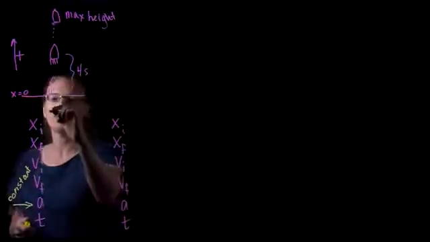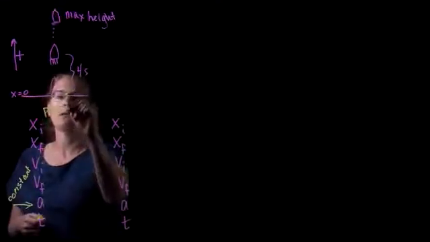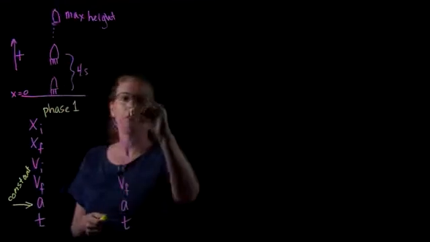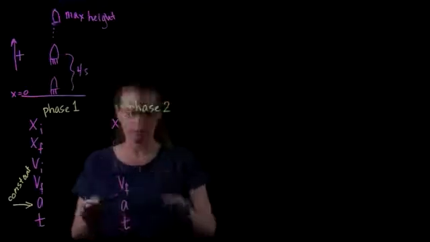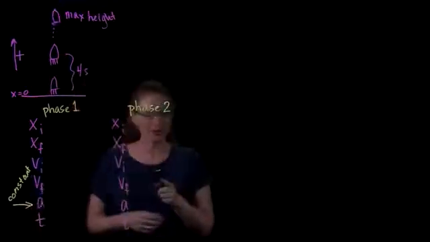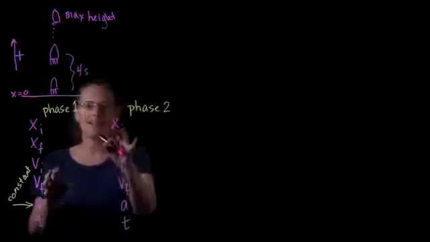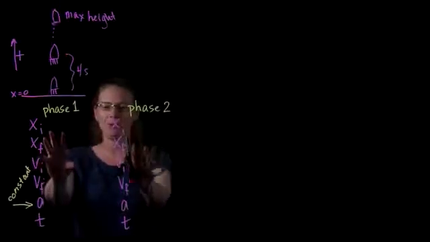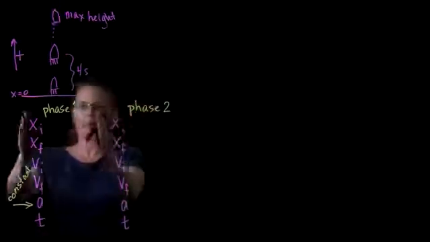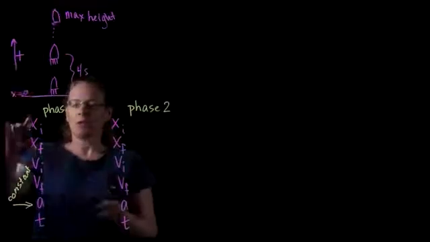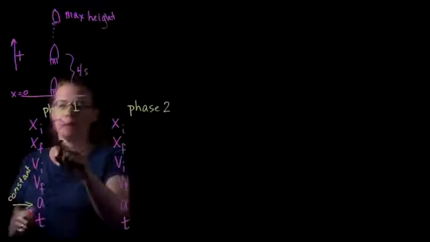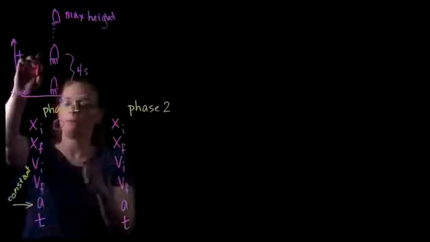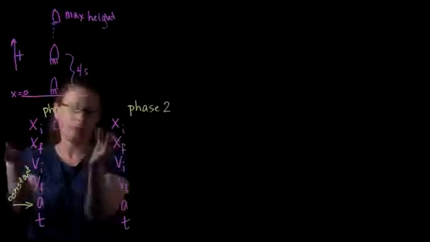And I'm going to choose this one as phase 1 when we're accelerating upward, and phase 2 when the rocket thruster is no longer there. So now I've got to be a little more careful about where the data I have goes in my chart. All right, so phase 1, from here to here. Is x initial still 0? Yeah, because we still start at the ground. How high does it go in phase 1? Don't know. That's a blank.